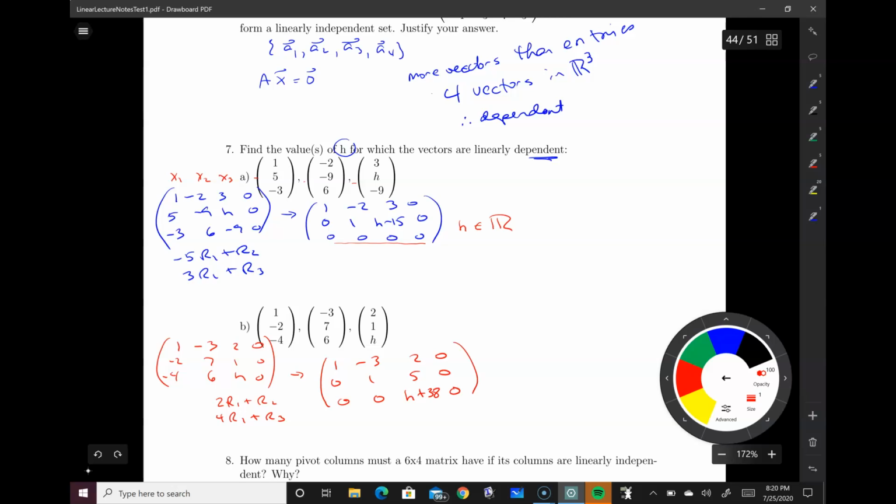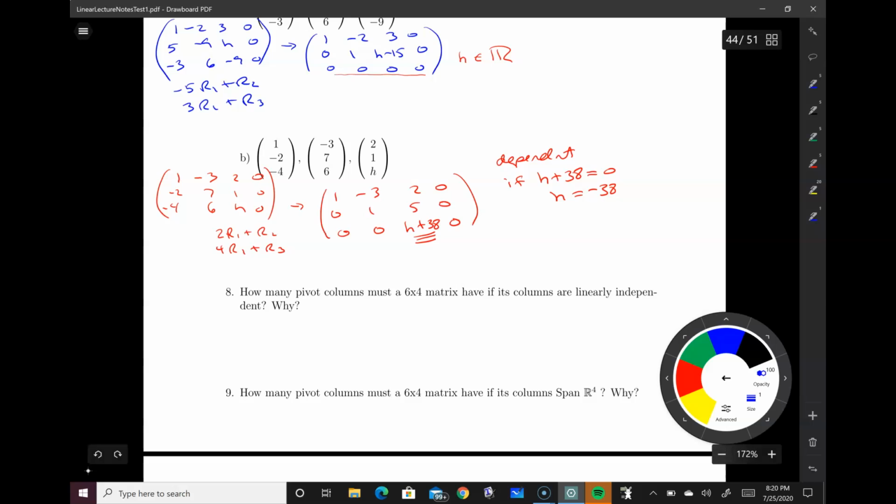Okay. So if I want them to be dependent, I want a free variable. So in order to get a free variable, I need for this to be equal to 0. So dependent if h plus 38 is equal to 0, so that means h has to equal negative 38.